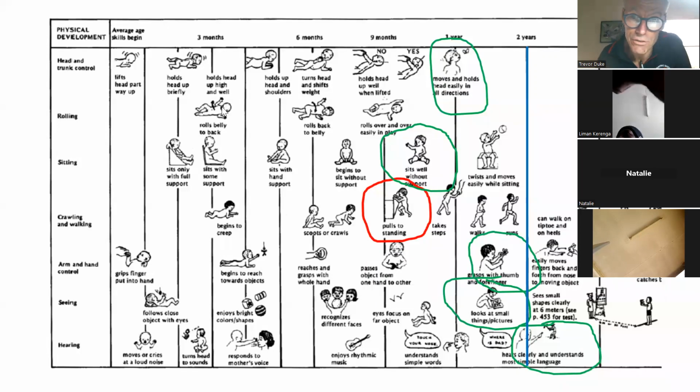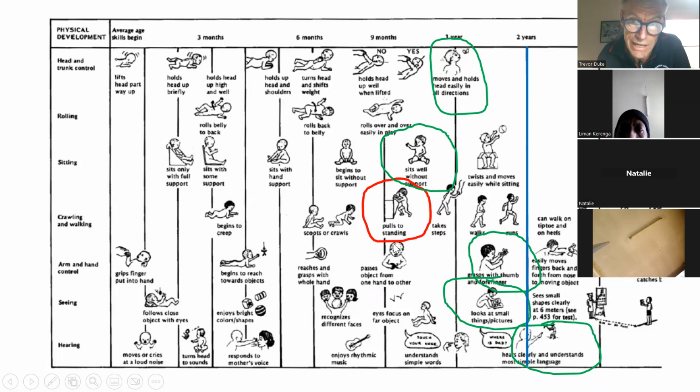And so this child was able to, in terms of head control and trunk control, move and hold his head easily in all directions. He could move his head around. He was okay like that. And he could sit well without support, but he sat quite late, didn't he? He's 2.5. He should be in this column here, and he should be able to walk on tiptoes and heels, but he couldn't do that. The best he could do was sit well without support. He couldn't twist or move. He couldn't do this activity, but he could sit well without support.